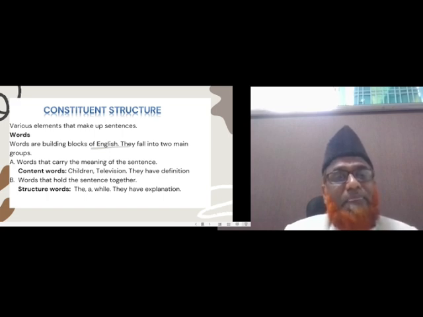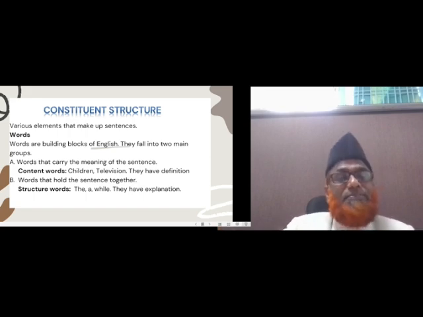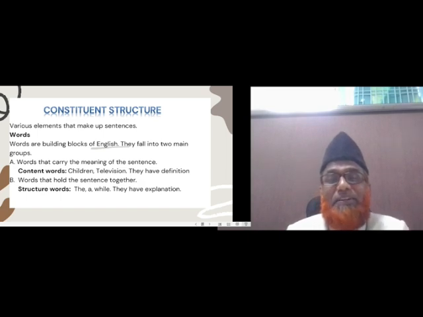And these words can be put under the category of content words. Content words. Content means meaning. Any word that has meaning, definition, as I have already mentioned, they have definition.